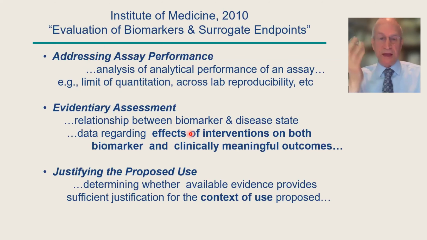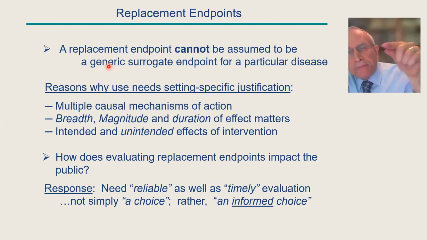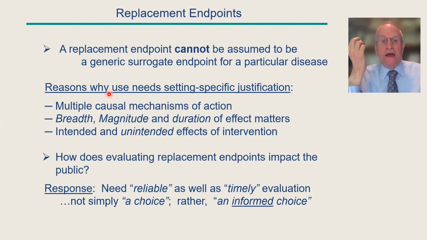Evidentiary assessment matters. As I've been noting here, we need the net effect of the intervention on the biomarker to predict the net effect on the clinically important endpoint. And context of use matters. A replacement endpoint cannot be readily extrapolated across other settings. For example, in coronary heart disease, LDL cholesterol is a validated surrogate endpoint for MI and death, the clinical endpoints, for statins. Now, a new class of agents may not have the same effect that statins had on other causal pathways, such as HDL cholesterol, or the magnitude, breadth, and duration of effect may matter. Or maybe this new class has unintended effects of activating the renin-angiotensin system, increasing blood pressure.